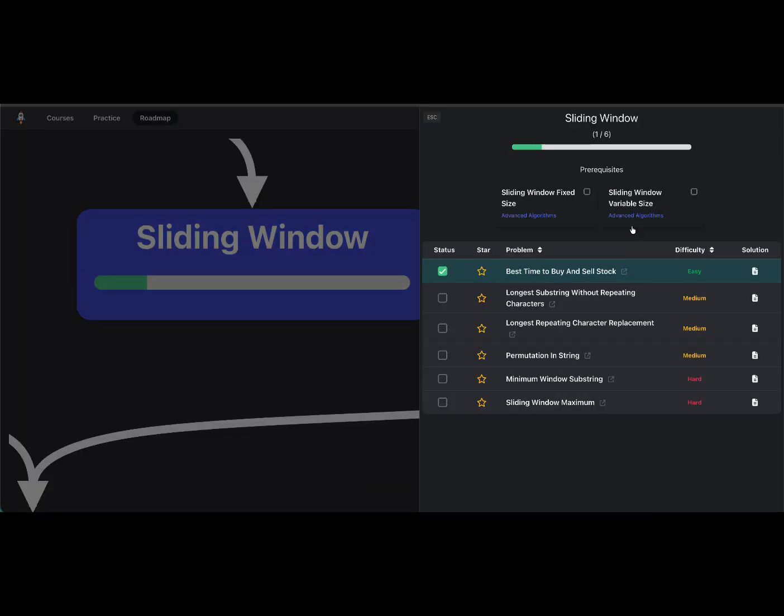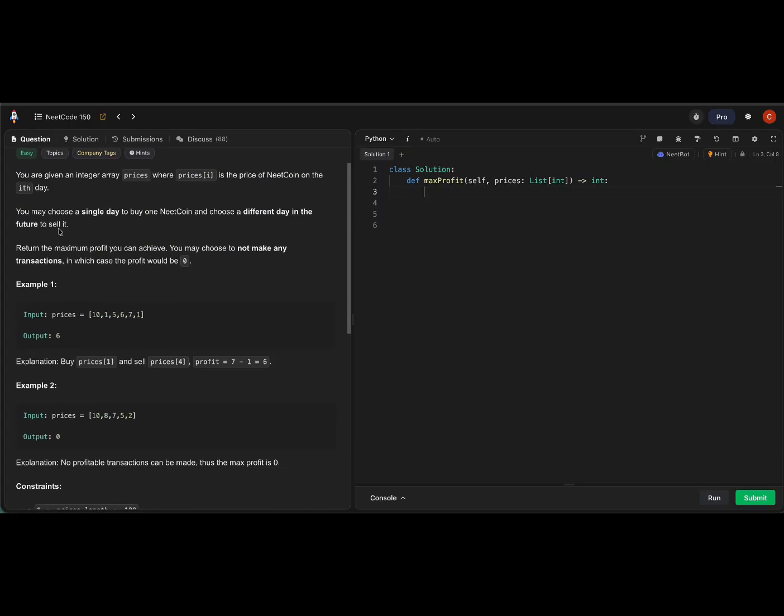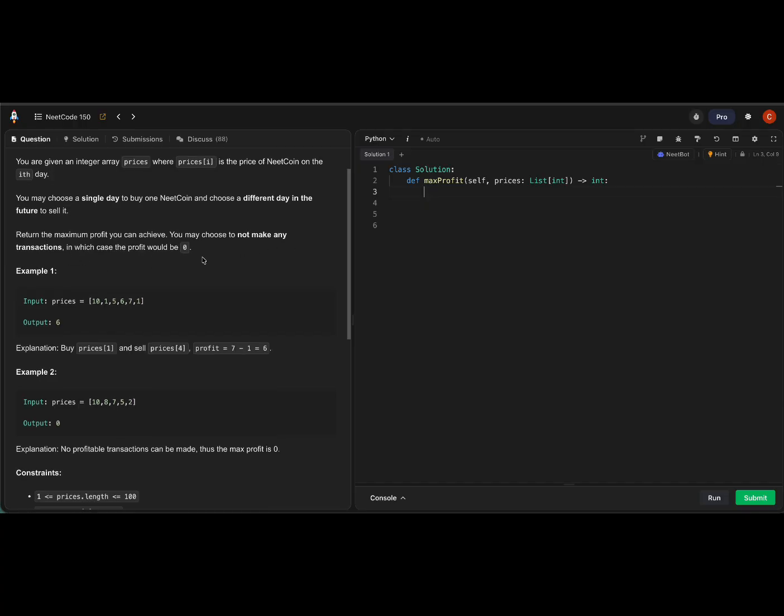Obviously, we're going to start with best time to buy and sell a stock. You're given an integer array prices, where prices[i] is the price of neat coin on the ith day. You may choose a single day to buy one neat coin and choose a different day in the future to sell it. Return the maximum profit you can achieve. You may choose to not make any transactions, in which case the profit would be zero.